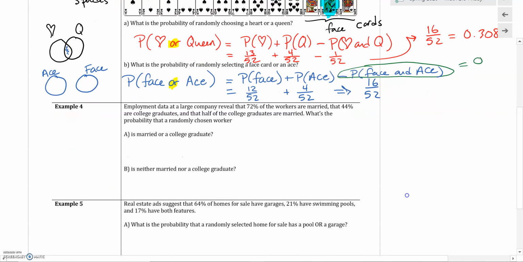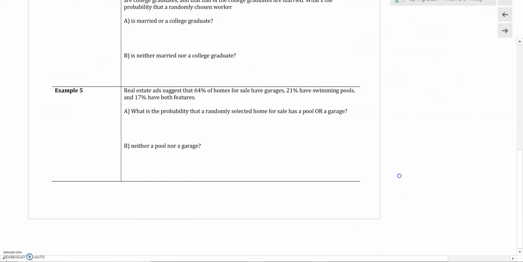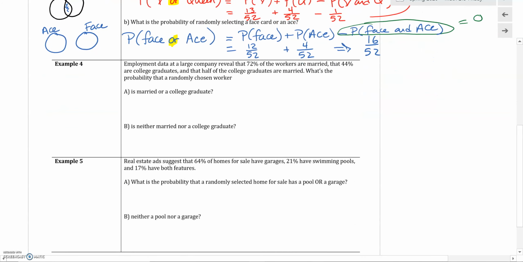Okay, let me keep going through these examples here. I think we'll be able to finish this page and then probably pause. So this says employment data at a large company reveal that 72% of the workers are married and 44% are college graduates, and that half of the college graduates are married. What's the probability that a randomly chosen worker is married or a college graduate?